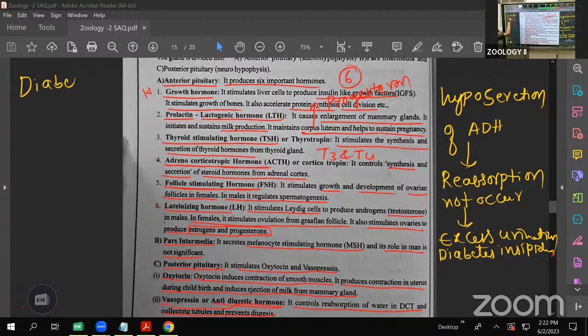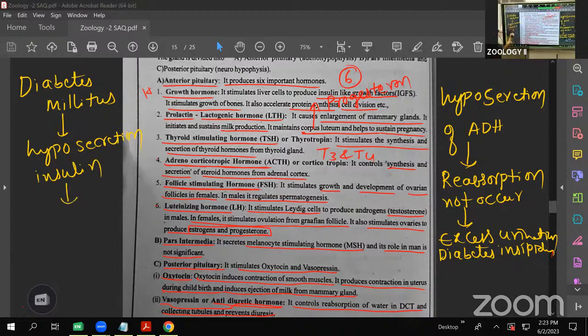Diabetes mellitus. Diabetes insipidus is hyposecretion of the ADH hormone, also called vasopressin hormone. But here, in diabetes mellitus, it is the low secretion of insulin. Simply, hyposecretion of insulin causes diabetes mellitus. When insulin is hyposecreted, glucose is not converted into glycogen.